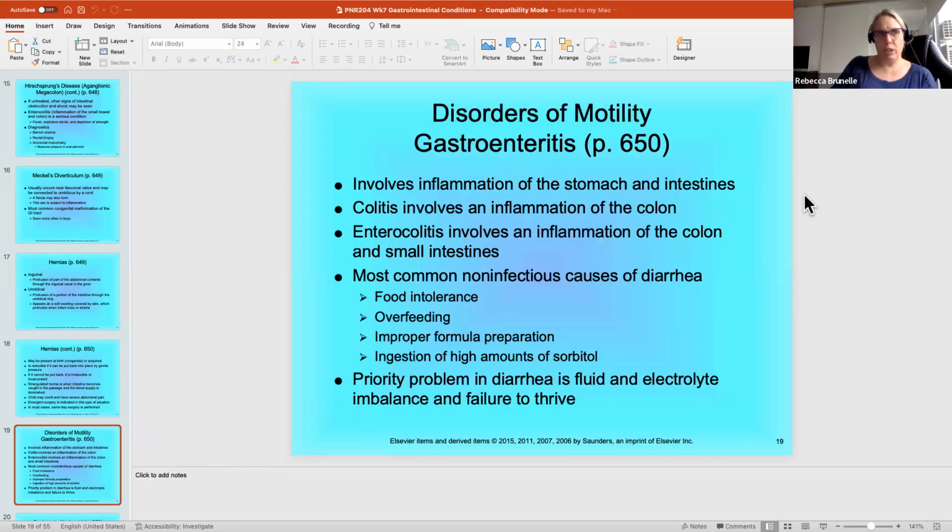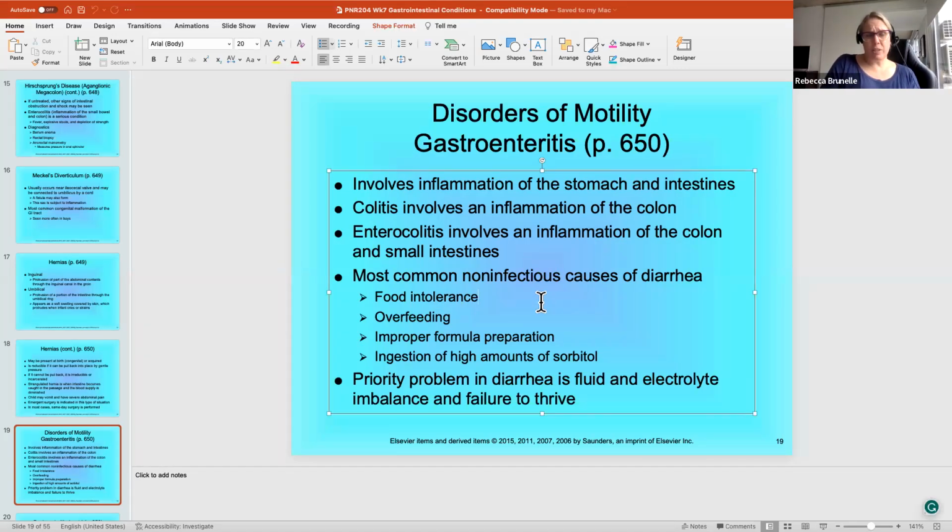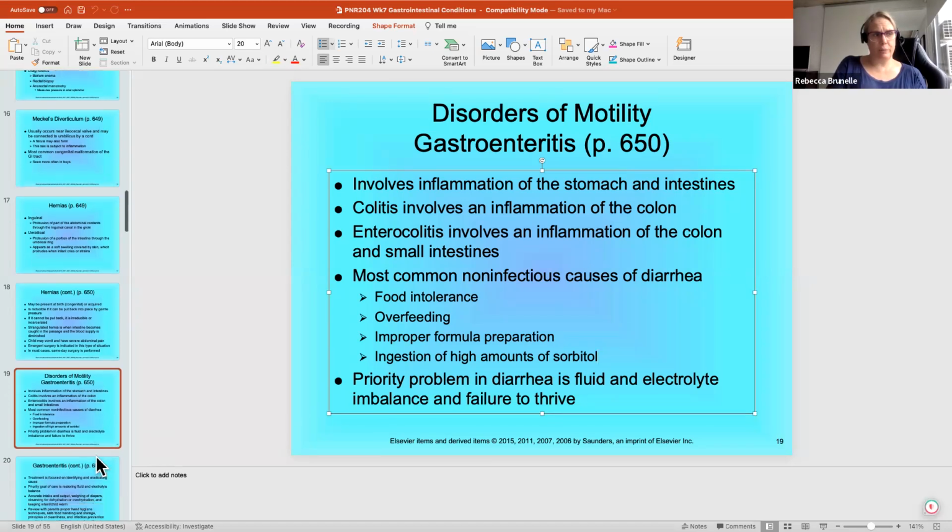Gastroenteritis, like diseases of motility. Kids can have vomiting or diarrhea. It's pretty common. In terms of the diarrhea, sometimes they're not tolerating the food that they're eating. They could be eating too much. Maybe their parents are mixing the formula wrong, or they're eating foods with high amounts of sorbitol or sugar that cause fluid shifts in their GI tract. And sometimes it can also be infectious. So regardless of what is causing the diarrhea, you're always going to be worried about their fluid balance and their electrolytes.